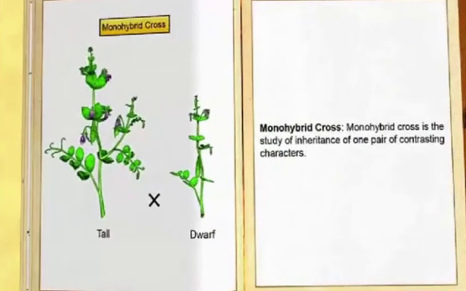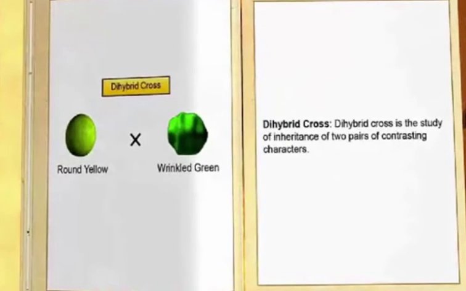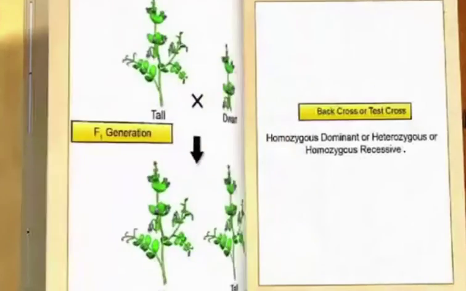The study of inheritance of one pair of contrasting characters is known as a monohybrid cross. For example, the study of inheritance between tall and dwarf plants. The study of inheritance of two pairs of contrasting characters is known as a dihybrid cross. For example, the study of inheritance of round and yellow seeds with wrinkled and green seeds is an inheritance of two pairs of contrasting characters.